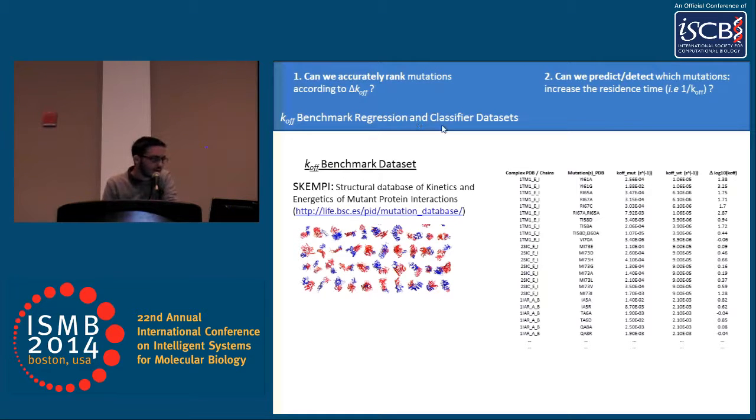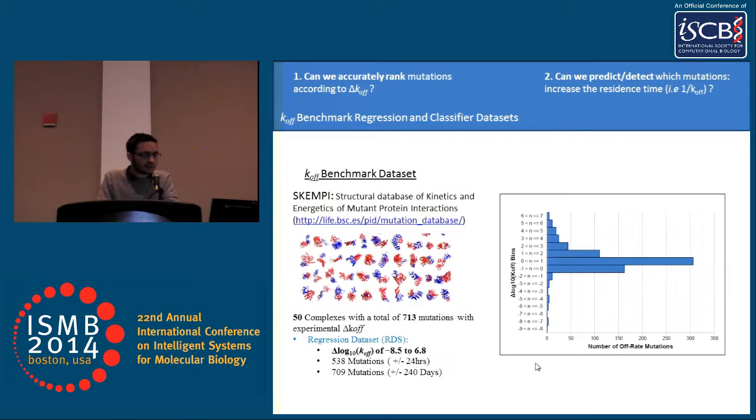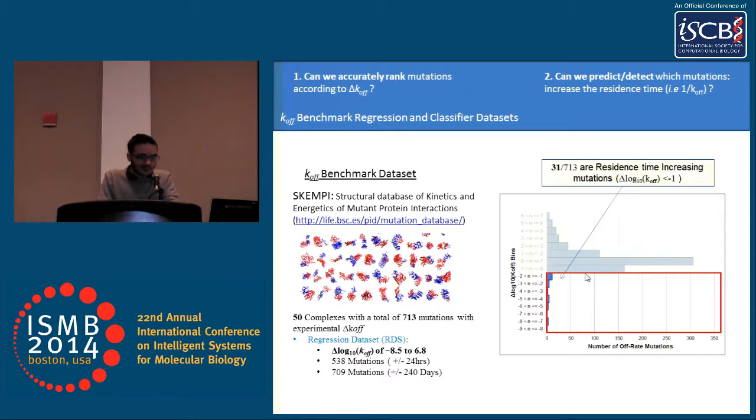Okay, so I'll explain quickly the data set. We use SKEMPI, which is a very large database. It has around 3,000 mutations with binding free energies, entropies, enthalpies, and off rates also. From this, we extract 50 complexes which have 713 mutations with delta K-off. So we have a nice regression data set there. Since we're also interested in mutations which can increase the residence times, we also create two classification data sets. This is a histogram of the range of mutations you have. One should note that the stabilizing mutations, the ones that increase the residence time, are very rare.